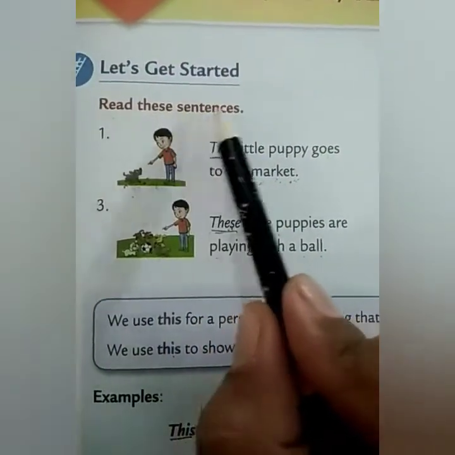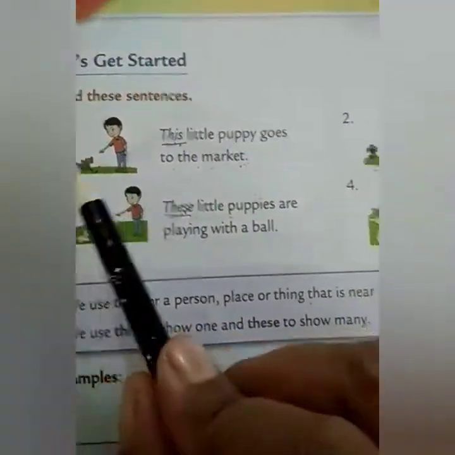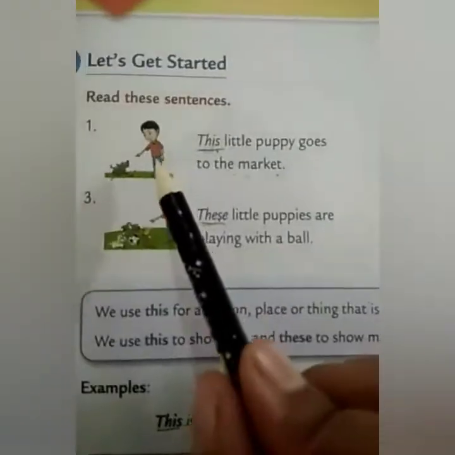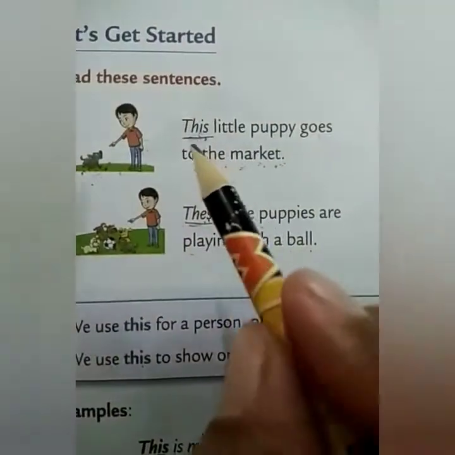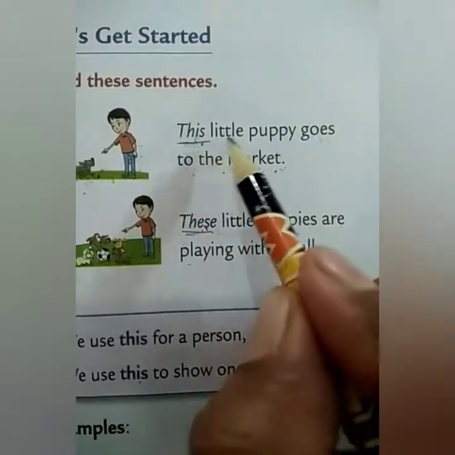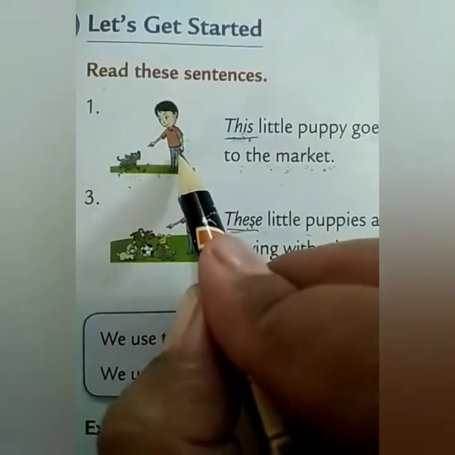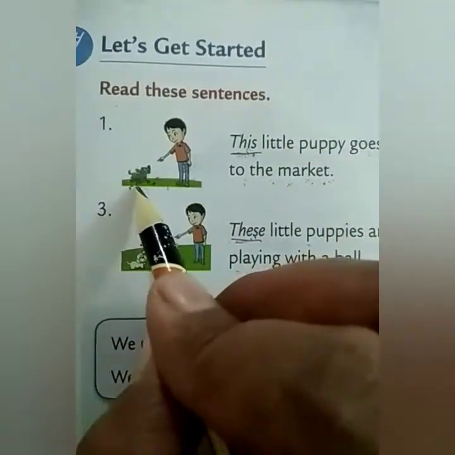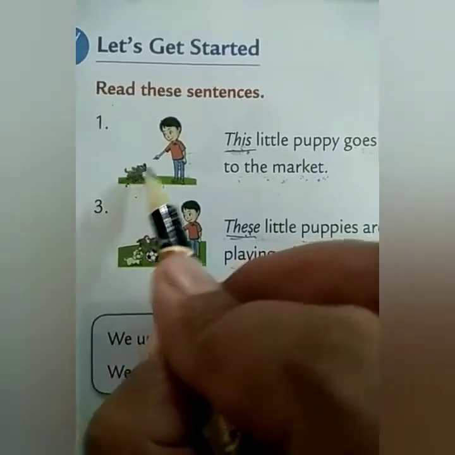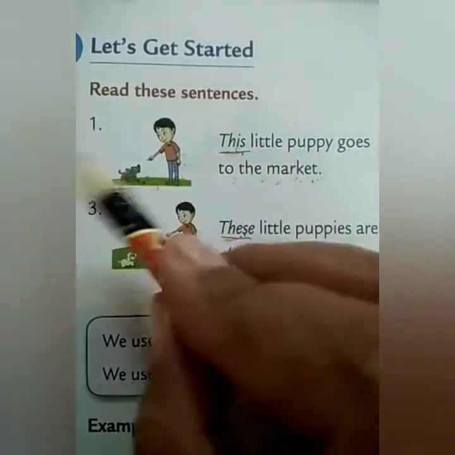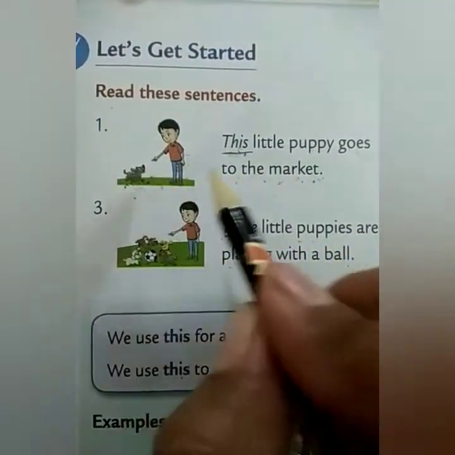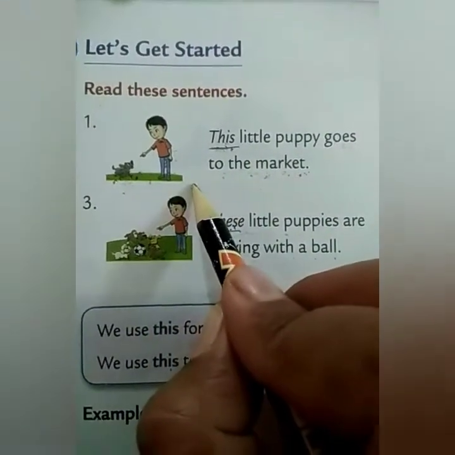Read these sentences. Here there are four sentences and four pictures are also given with the sentence. Let us read. This little puppy goes to the market. You can see in this picture this boy is pointing the puppy which is near to him. And there is only one puppy. So he is saying this little puppy goes to the market.